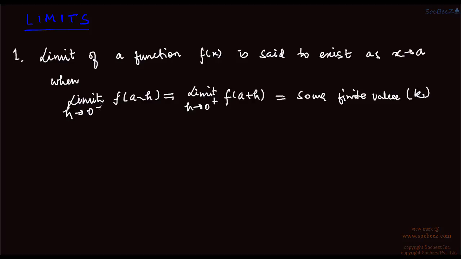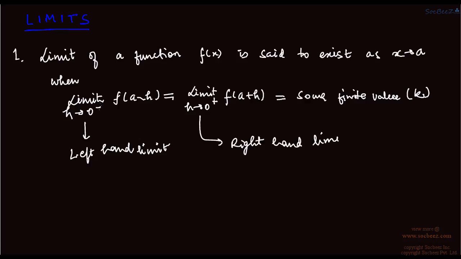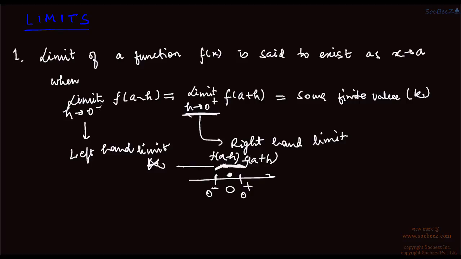Let's say k. Now, this is called the left hand limit, and this is called the right hand limit. Why right hand? Because it is 0 plus. If it is 0 plus, then this will be 0 minus. So limit h tending to 0 minus f of (a minus h), and limit h tending to 0 plus f of (a plus h), both limits should be equal, and they should equal some finite value k.